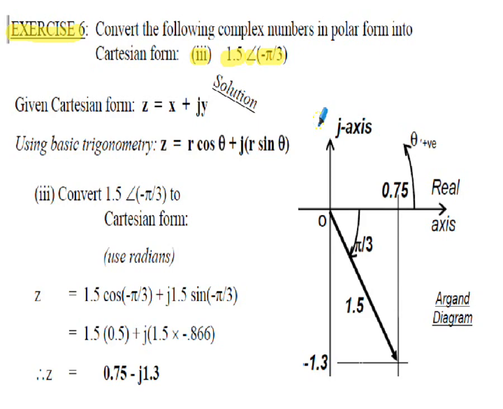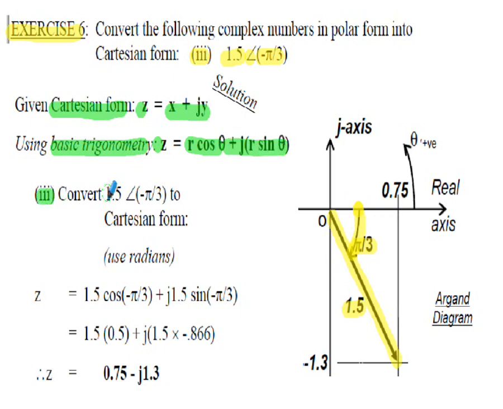This is negative pi upon 3, so the angle we measured from the horizontal in a clockwise direction, negative pi upon 3, is really negative 60 degrees, and the length of the phasor, or the modulus of the complex number, is 1.5. So we've now got to work out the Cartesian form, that's the z equals x plus jy form of this complex number, and again we're using the basic trig equation, z is equal to r cos theta plus jr sin theta.